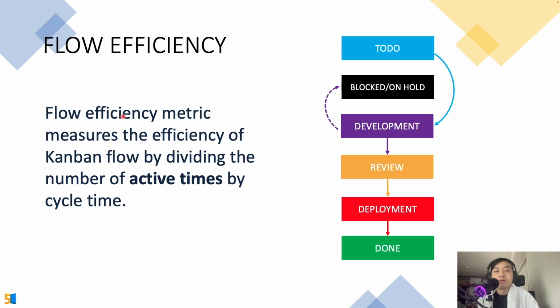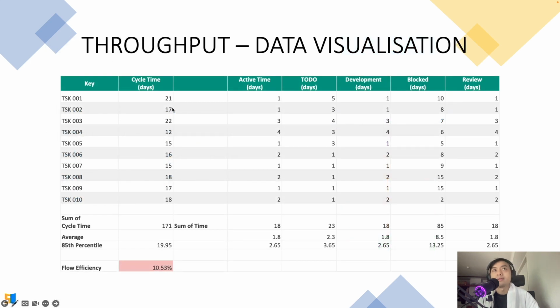I introduced a blocked or on hold column like this. So the idea is when a team member starts their development, but then they face some blockers or are on hold for any kind of reason, they move it back to blocked or on hold, right? They should not move it to To Do, but they move it back to blocked or on hold. And then when the blocker is unblocked, they continue the development process. That's the idea. Then from here, we can pull the data like this.